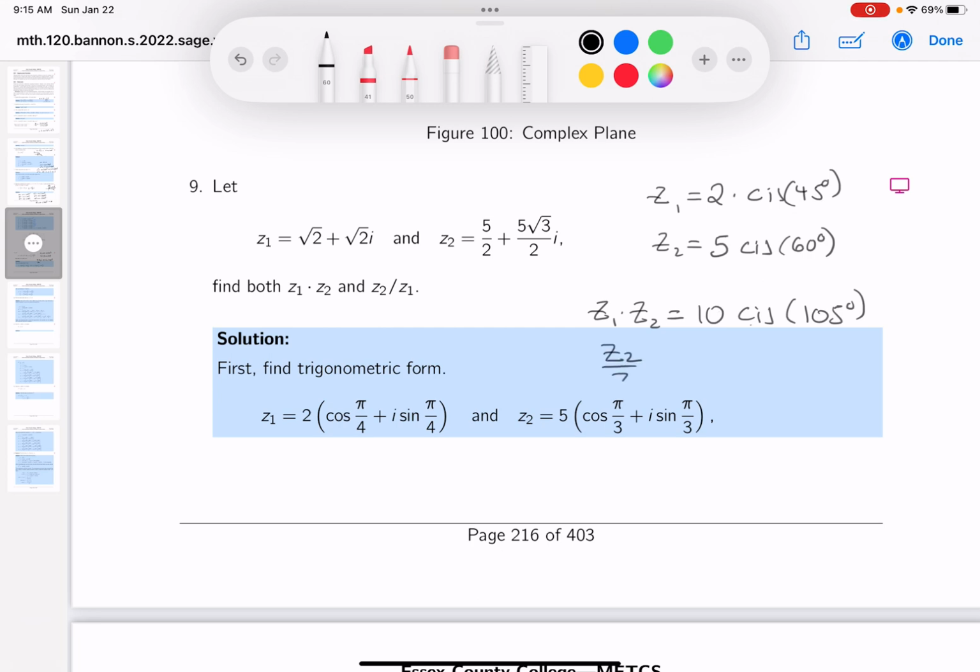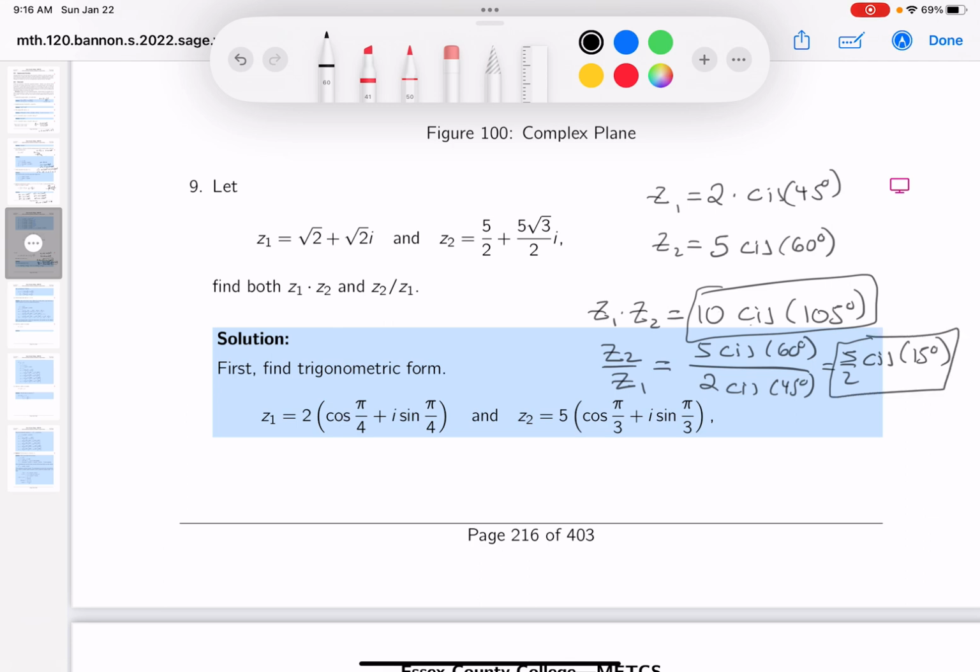Let me do Z2 divided by Z1. A little more complicated. Z2 is 5. CIS. 60 degrees. And 2 is Z1. CIS. 45 degrees. What's that going to equal to? 5 divided by 2, CIS, 60 minus 45, which is 15 degrees. All right? I'm going to put boxes on these answers over here indicating that's my answer.